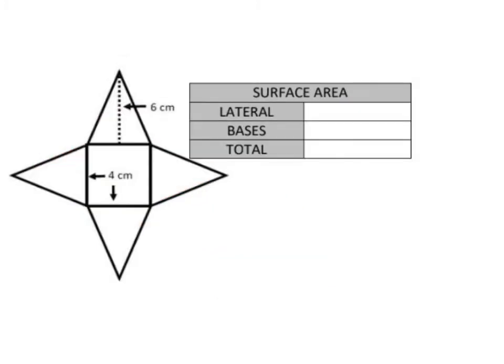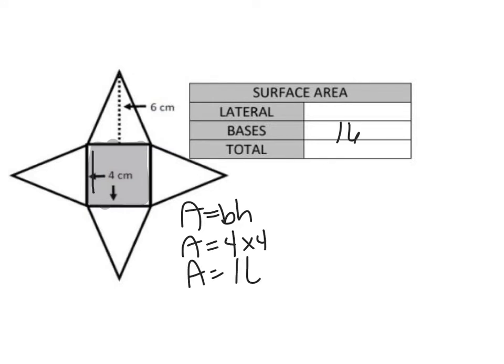This next one is the same thing. We still have a square pyramid. So we're going to go ahead and shade in the base. Always shade in the base because that helps you identify what's the lateral sides and what is the base sides. So let's go ahead and find the area of the base. So A equals, what are the sides? 4. So A equals 4 times 4. That's 16. So the area of the base actually is 16.